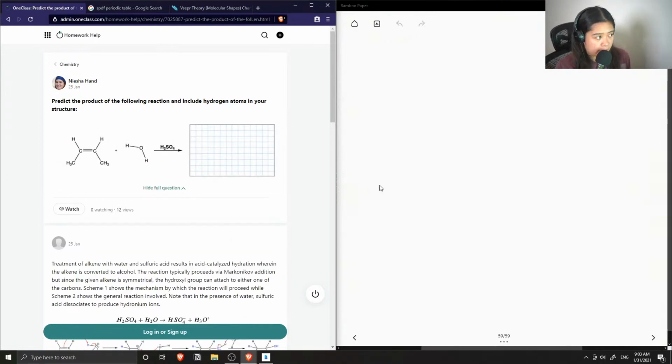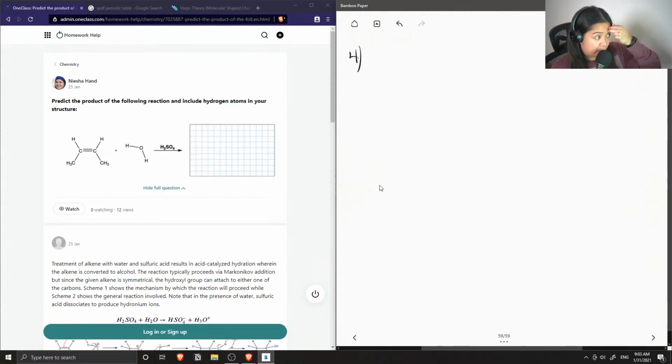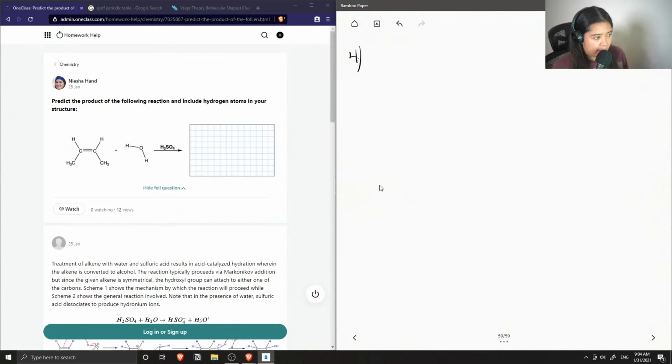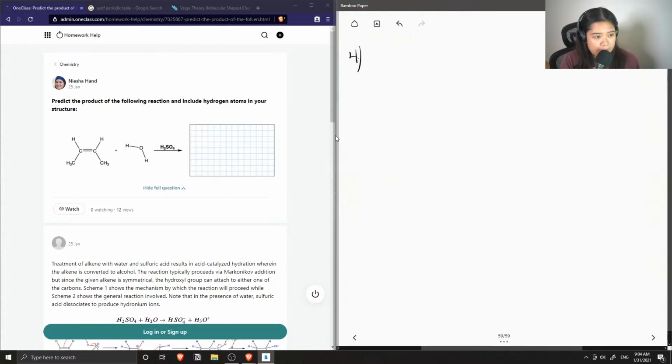Okay, so question number 4 is to predict the product of the following reaction and include hydrogen atoms in your structure. Okay, so let's start off by writing out a proposed mechanism for this reaction.